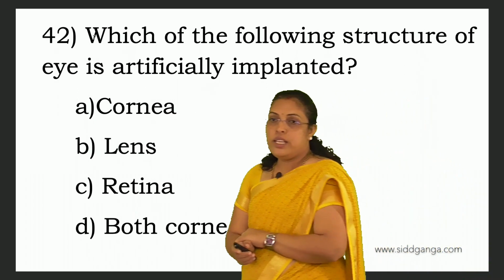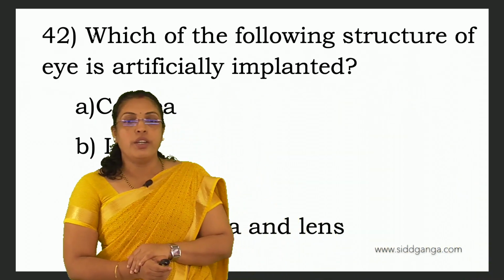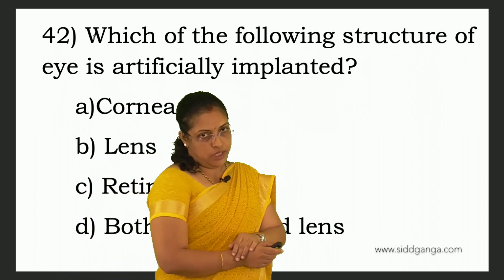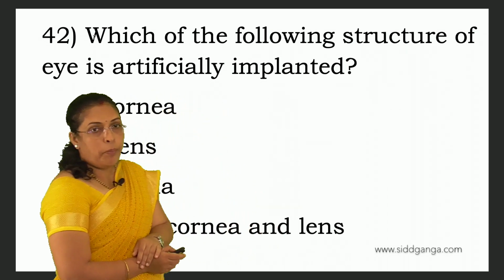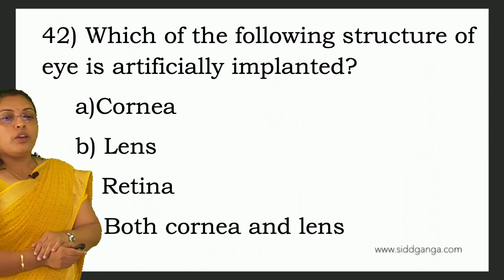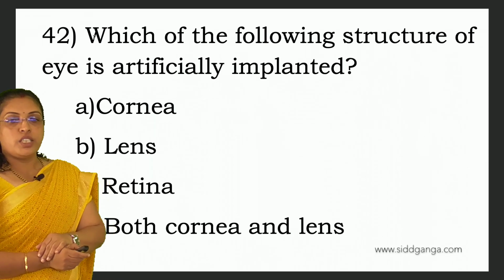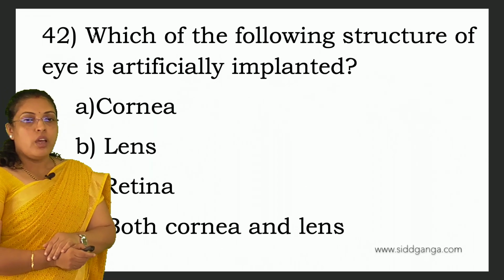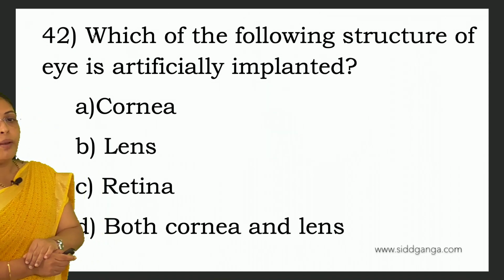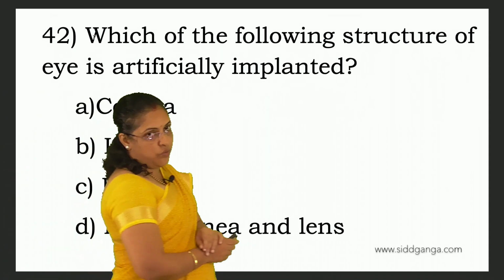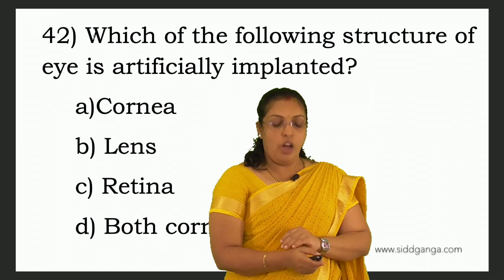Which of the following structures of the eye is artificially implanted? They are given cornea, lens, retina, both cornea and lens. So the artificially implanted one is the lens. For the 42nd, B is the option.